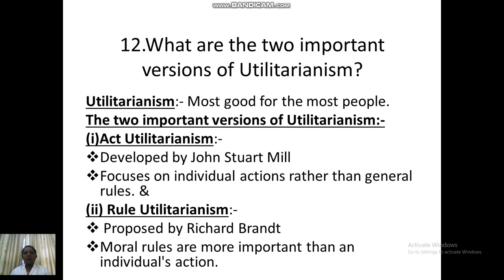12th question. What are the two important versions of utilitarianism? Utilitarianism states the most good for the most people. The two important versions of utilitarianism are act utilitarianism and rule utilitarianism. Act utilitarianism was developed by John Stuart Mill, and it focuses on individual actions rather than general rules. Rule utilitarianism was proposed by Richard Brandt, and it states that moral rules are more important than an individual's action.